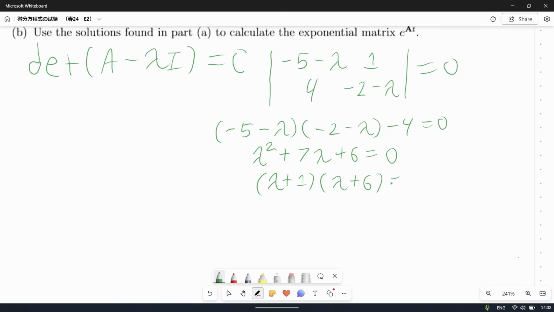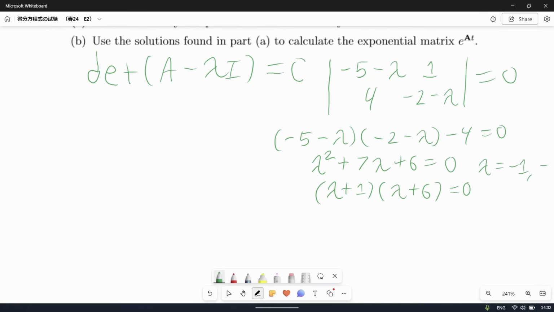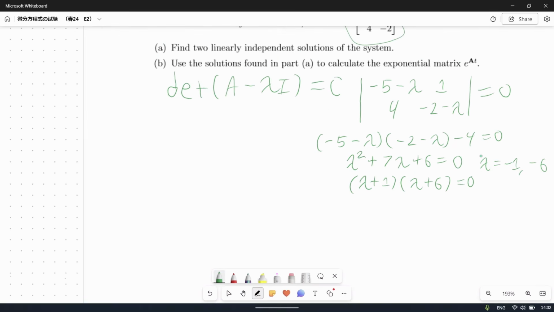And then set that equal to 0, and then we can find that lambda is equal to negative 1 and negative 6. So now that we have our two eigenvalues, we can come up with the corresponding eigenvectors from there, and then we'll have our two linearly independent solutions.